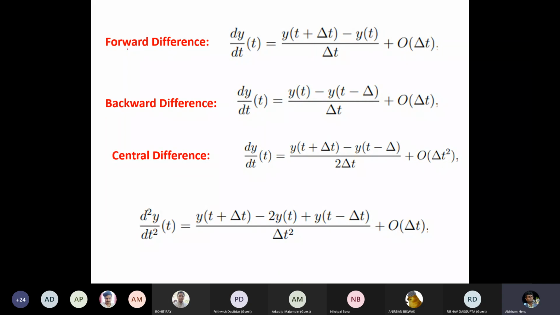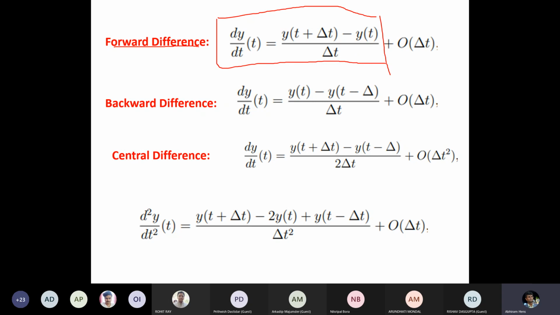For example, the forward difference, where dy dt, here instead of x we take t, but it is the same thing. dy dt can be written as y(t plus delta t) minus y(t) by delta t, plus order of delta t terms. Basically this comes from the Taylor series expansion.